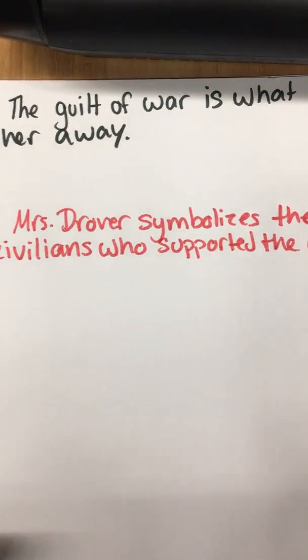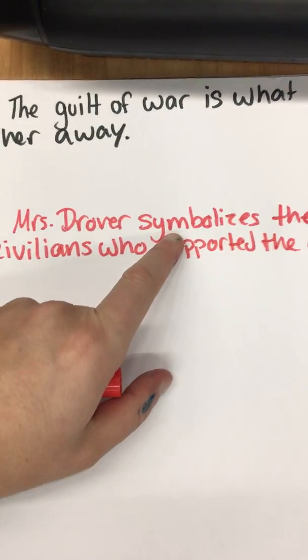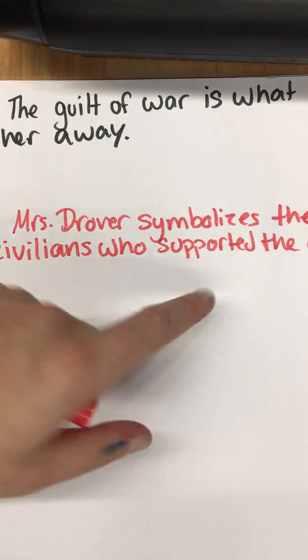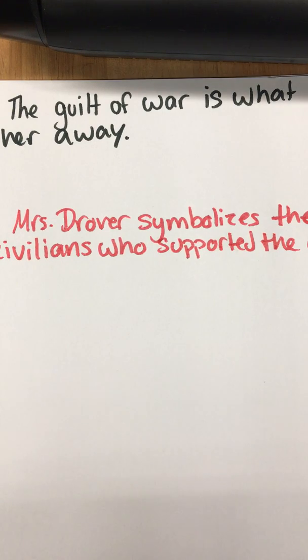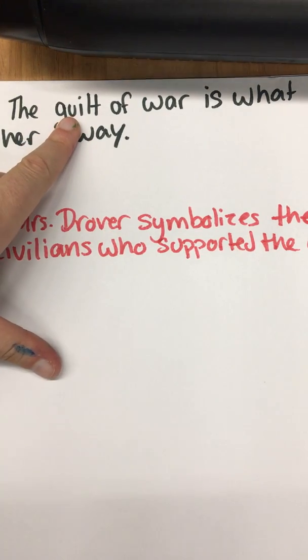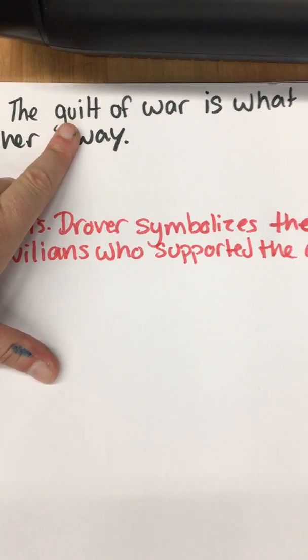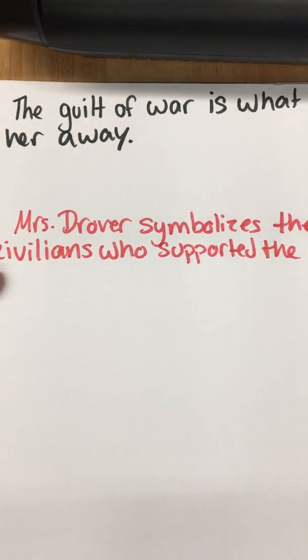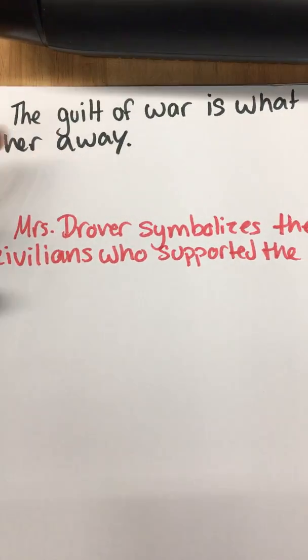So there's my claim, and so throughout we're going to talk about a symbol, the civilians who supported the war. Now notice that doesn't say anything about guilt, so I'm going to have to make sure in my warrant I talk about how this is causing guilt. Okay?